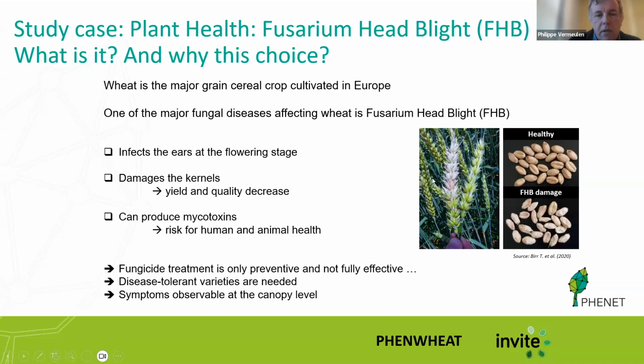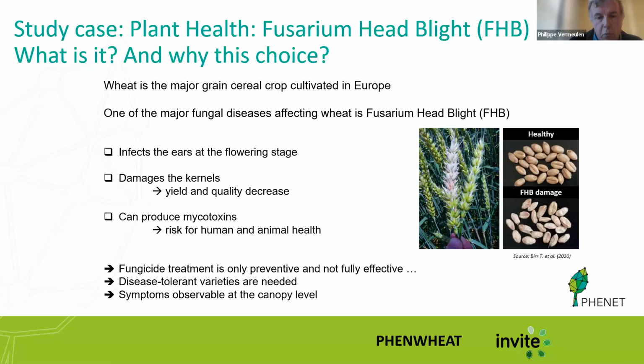The problem is that this disease damages the kernel. You can see here the healthy grain and damaged kernels. The main important thing is that Fusarium head blight produces a mycotoxin, so it's a risk for human and animal health. And we chose this study because fungicide treatment is only preventive and not fully effective for the moment, and breeders and farmers need disease-tolerant varieties.